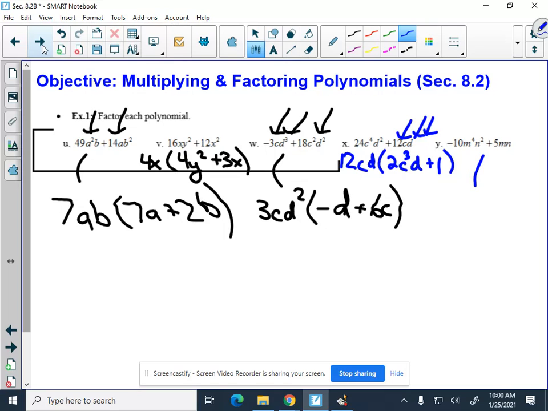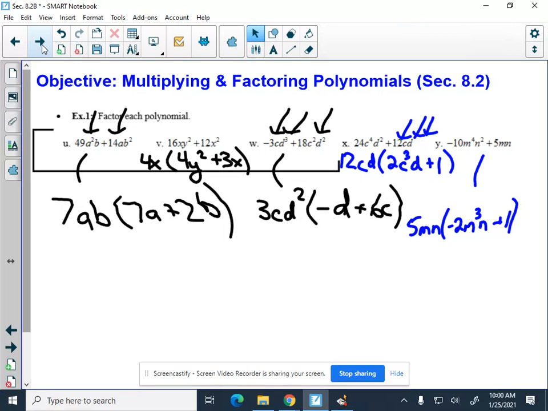All right, the next one, last one. 5mn is going to come out. Negative 2m3n plus 1. So ends the lesson.